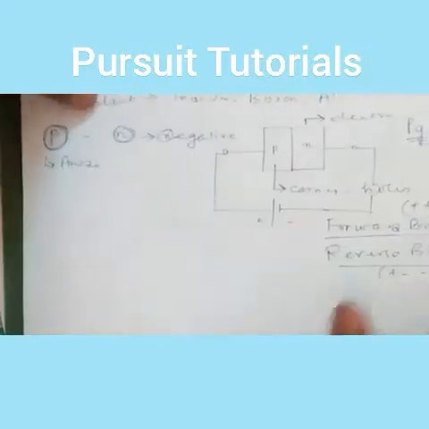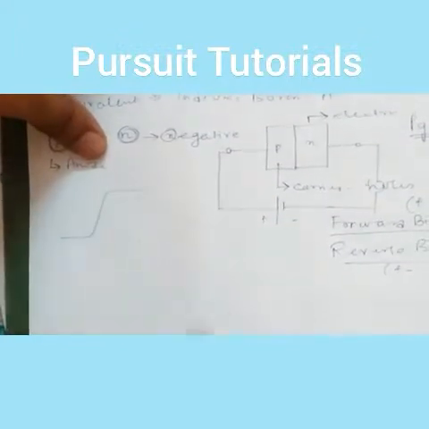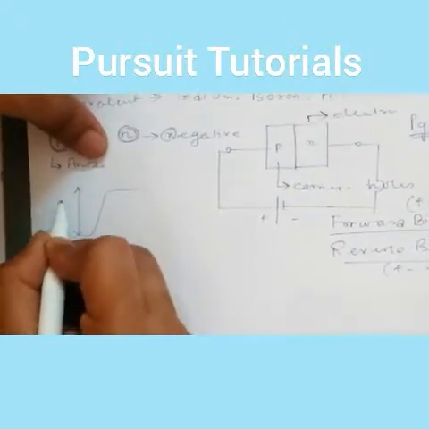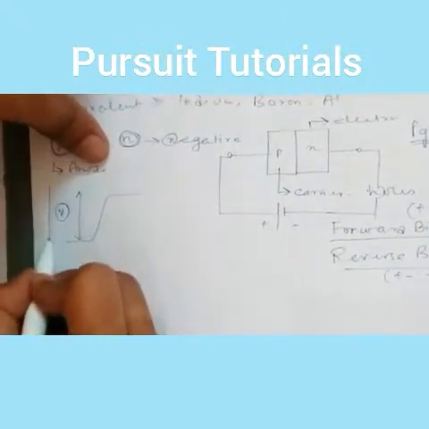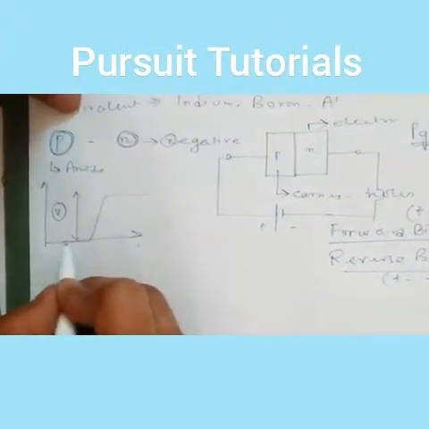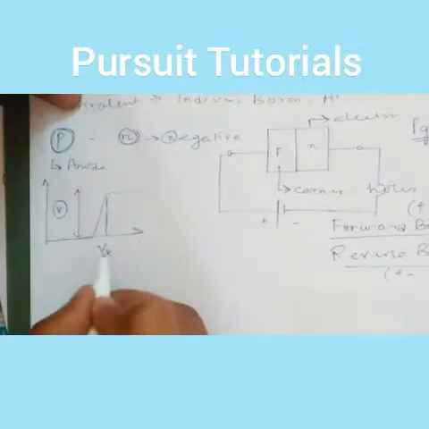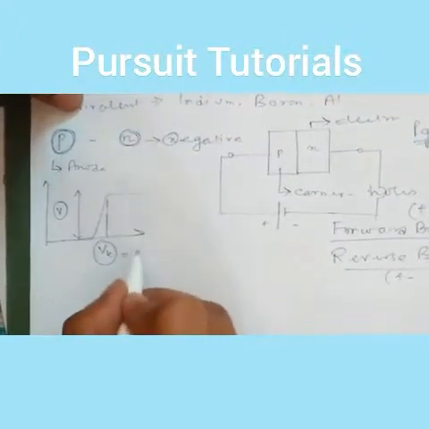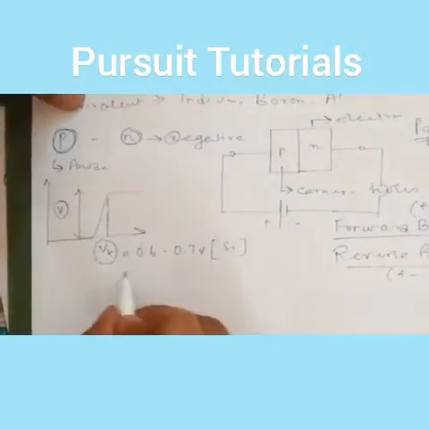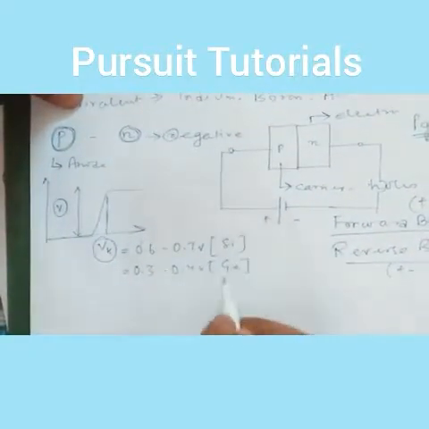So the graph generally looks like this. Here this is the voltage V. At a certain voltage, the current starts rising. This is called the knee voltage, VK. Generally the value of VK is 0.6 to 0.7 volt for silicon. For germanium, it is quite low, that is 0.3 to 0.4 volt for germanium semiconductors.